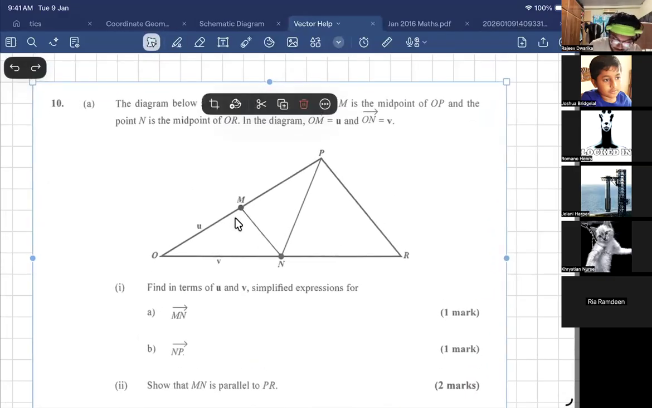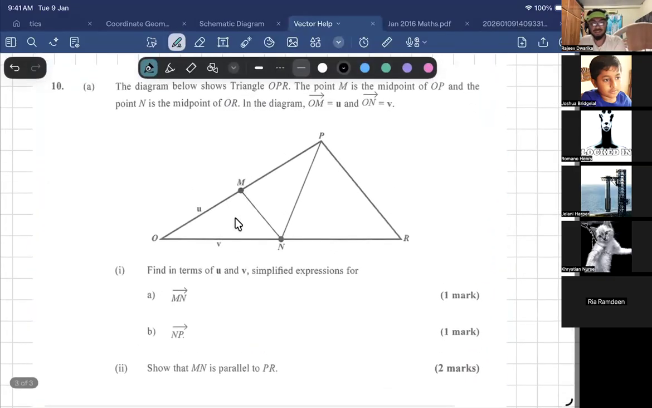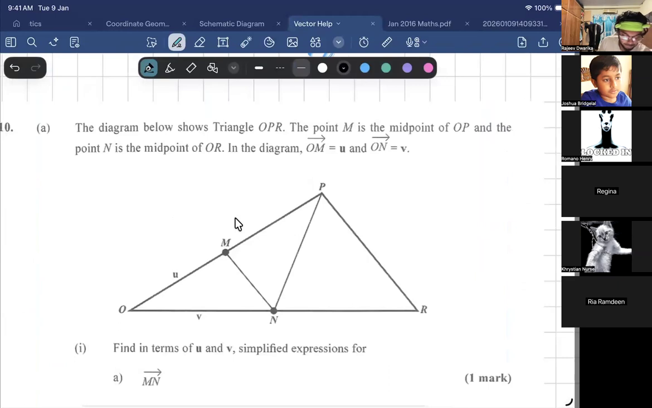All right, so Regina, you ready to help me? You ready to be locked in? Yes, sir. And you understand directions, you know how to go from one point to another point? Yes, sir. Great. Give the question and read it for me.